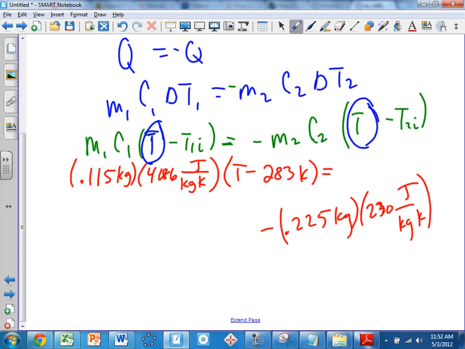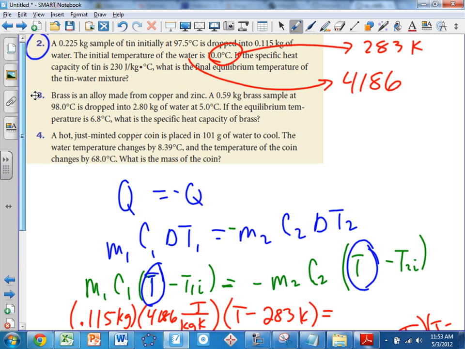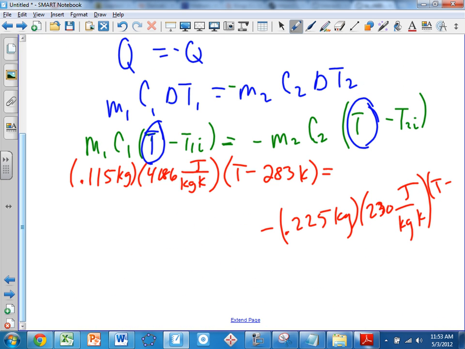The specific heat capacity is 230, times T minus, and then my temperature. Remember, this is 97.5 what? Celsius. So what am I going to do to it? Kelvin. Good. And 273.15, so 371.15. Decimal matters. I did ignore the decimal there, so I'll do it here again. There was a decimal in the original, so it would affect it.